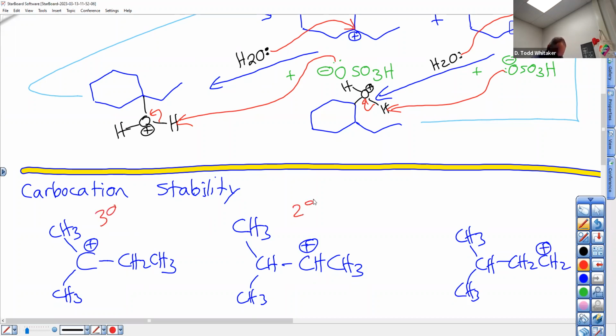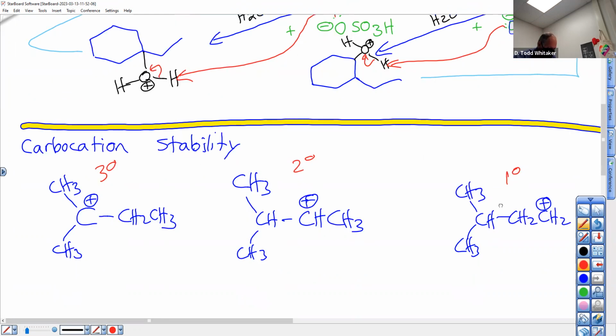Secondary. Primary. The carbon that is a cation has 3 bonds to carbon. That's what tertiary means. The carbon that is a cation has 2 bonds to carbon. That's what secondary means. The carbon that is a cation has only 1 bond to carbon. That's what primary means. Okay?